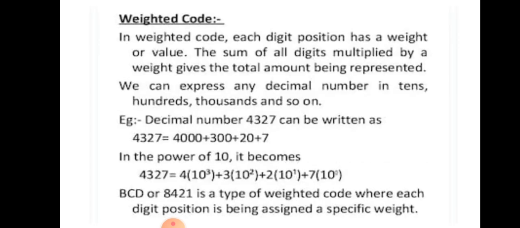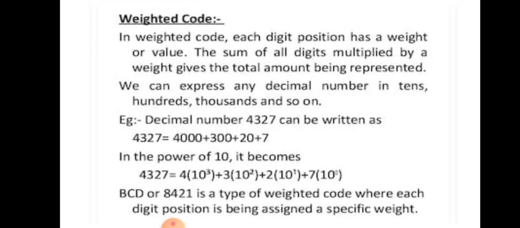So moving ahead with the first point, that is weighted codes. In weighted codes, each digit position has a weight or value. The sum of all digits multiplied by their weights gives the total amount being represented. We can express any decimal number in tens, hundreds, thousands and so on. Okay, so what does weighted code mean?